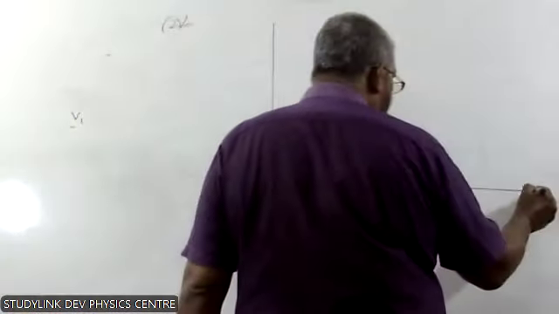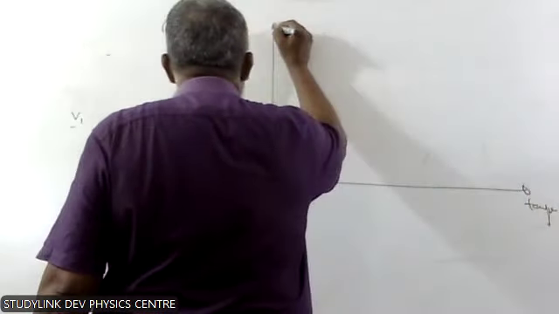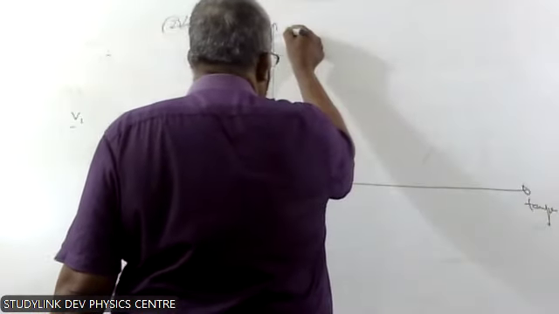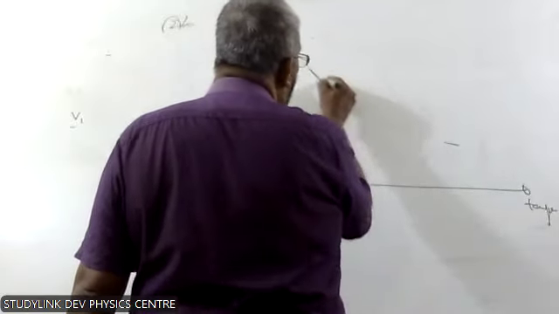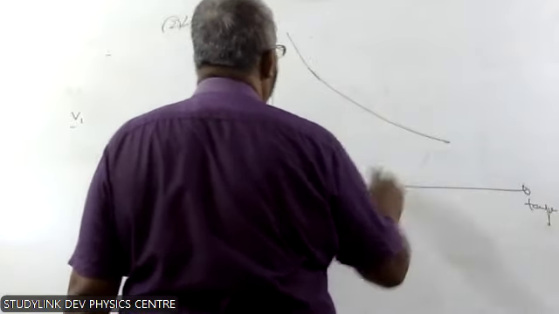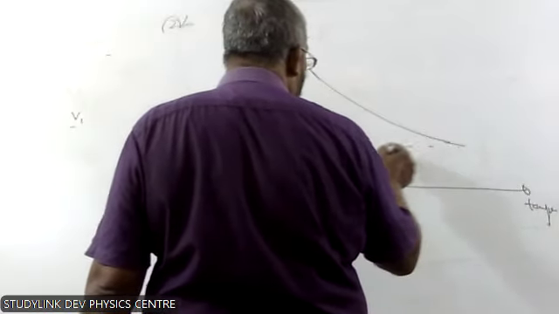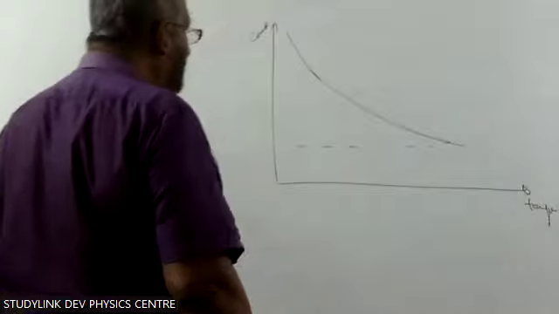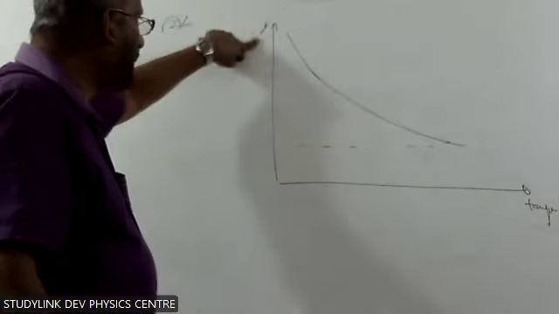If you consider temperature here and coefficient of viscosity here, then it reduces like this. It reduces. It doesn't come to zero, remember. There is no temperature at which it becomes zero. Just sketch it. Coefficient of viscosity here.